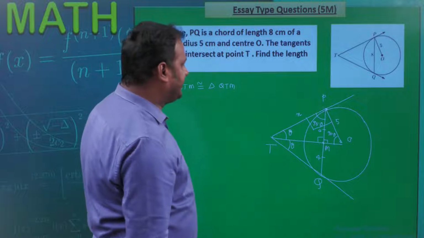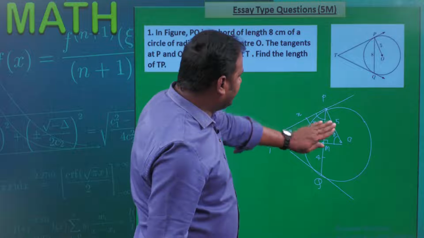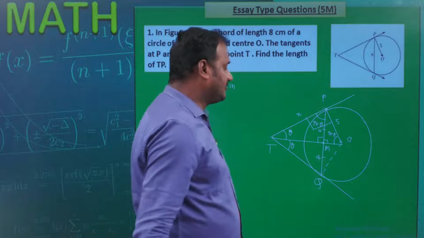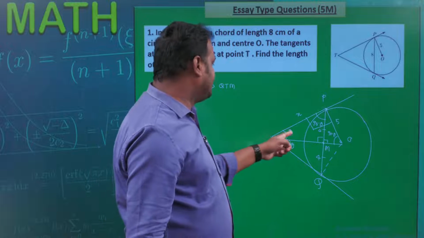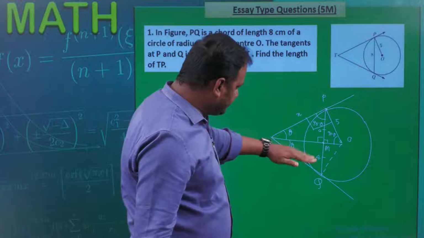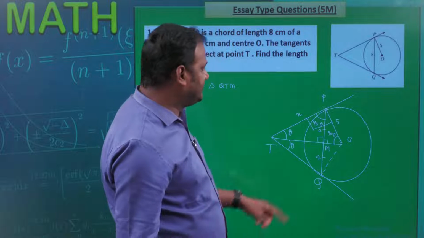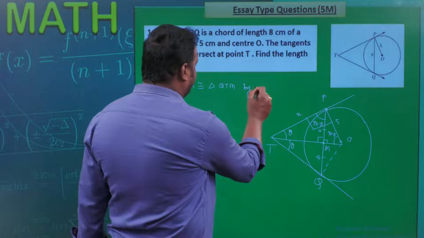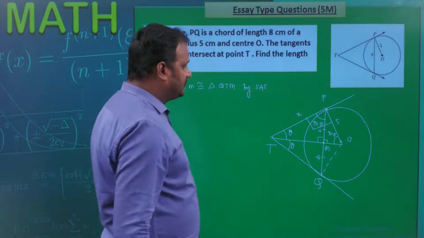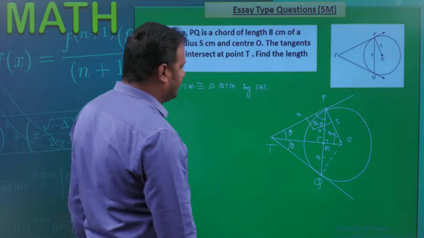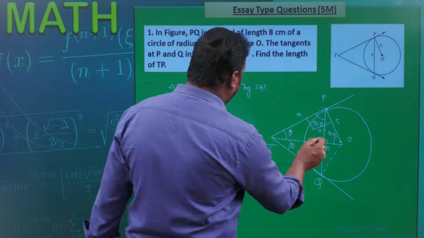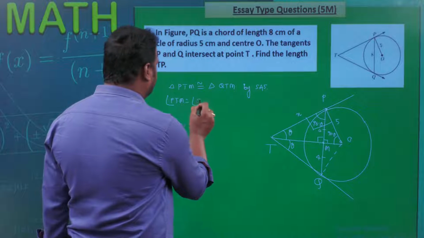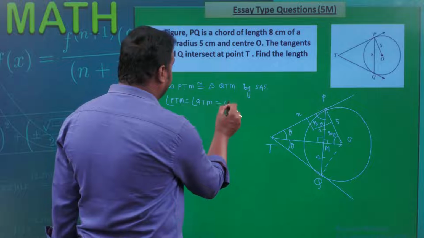By which congruency criteria? Already you proved that this entire triangle is congruent to this entire triangle when I join O and Q, by RHS congruence. Then by CPCT you can say that this angle is equal to this angle, this side equal to this side, and this is the common side for both the two triangles. That is by SAS congruence. So therefore you can say these two angles are equal. That is, angle PTM is equal to angle QTM, which is equal to theta.